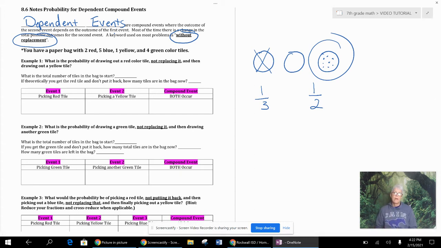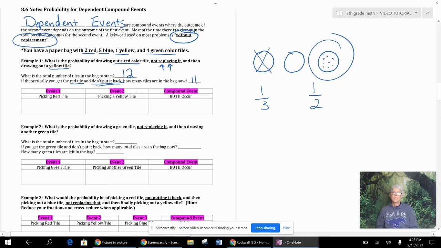So let's look at our situation that we have here. We have another paper bag and it has 2 red, 5 blue, 1 yellow, 4 green. And it says, what is the probability of drawing out a red tile, not replacing it, then pulling out a yellow tile? So like every other thing we've done the past few days with probability, the first thing you need to figure out is the total possible outcomes. And so we've got 2 plus 5 plus 1 plus 4, which is 12. There's a total number to start. And if theoretically you get the red tile and don't put it back, how many tiles would be in the bag now? 11, of course.